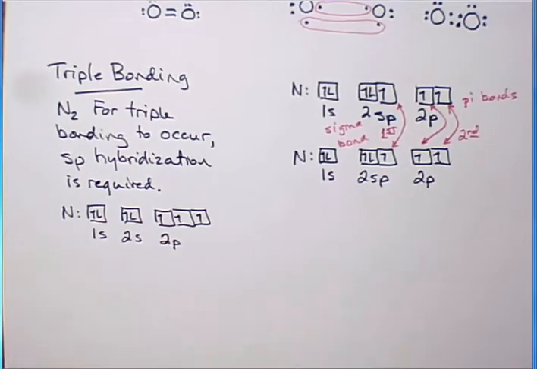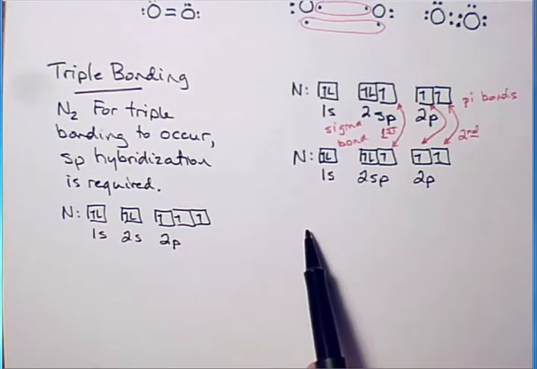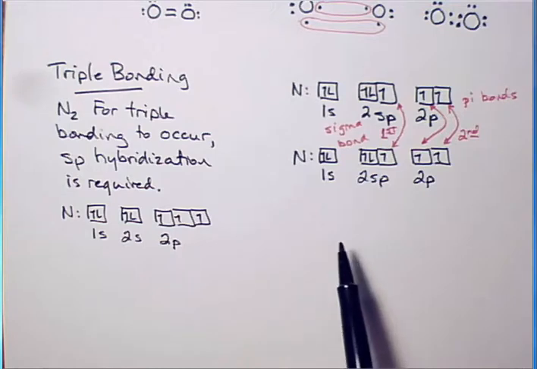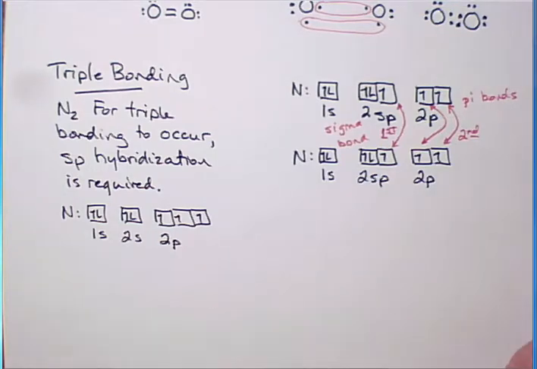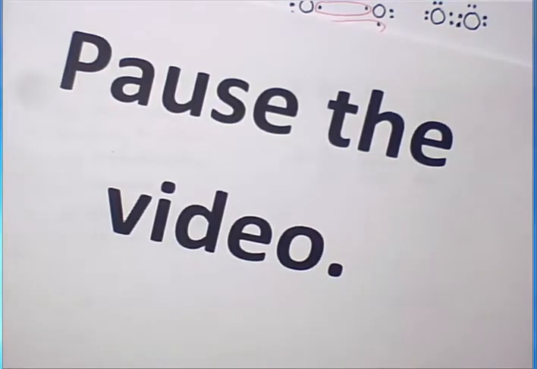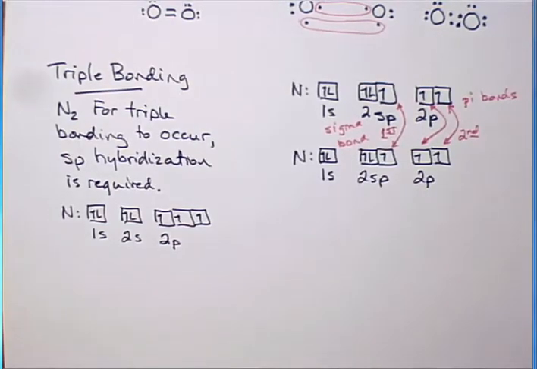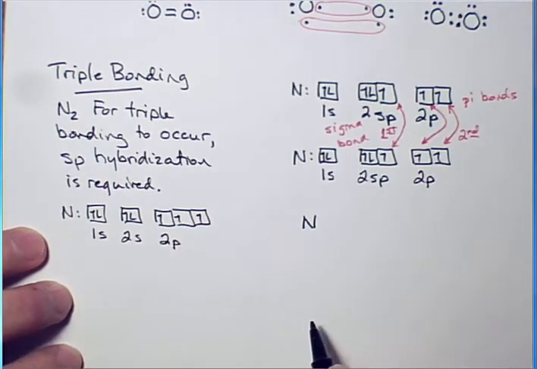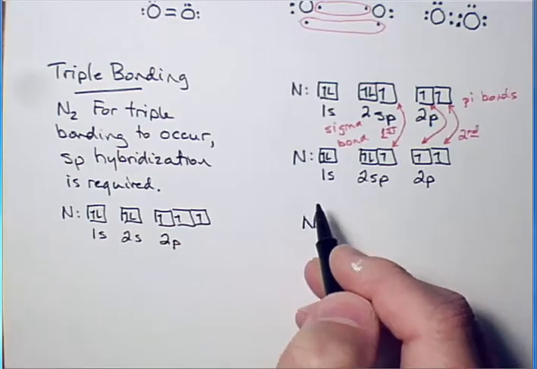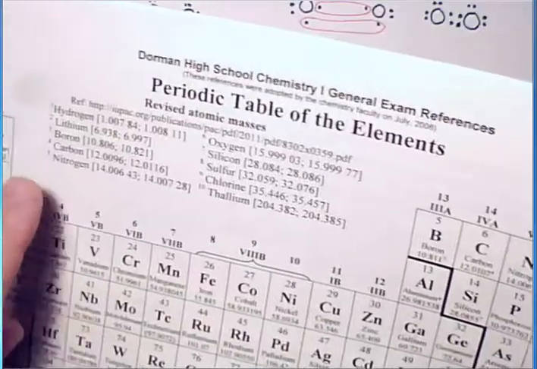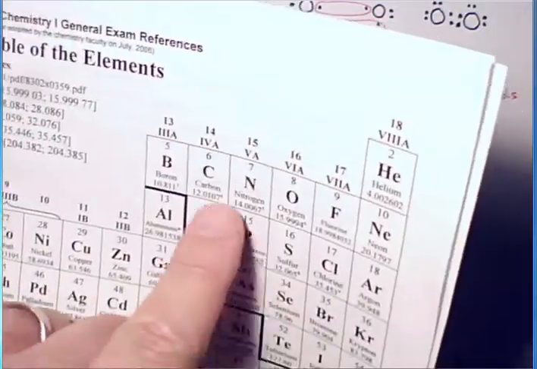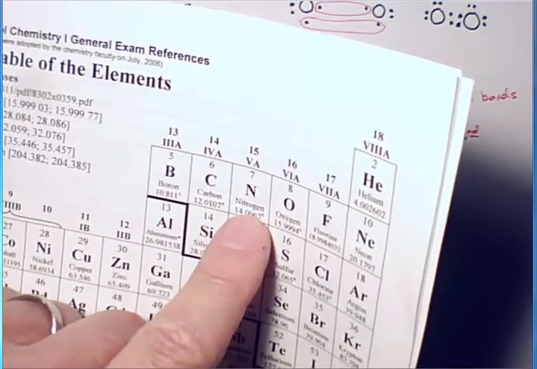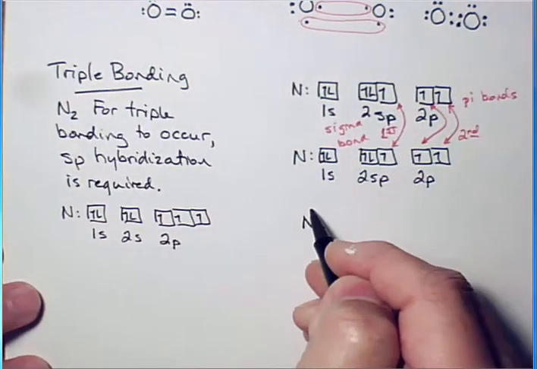Now then, for electron dots, I'm going to give you a chance to practice. Write the electron dot notation for a nitrogen and another nitrogen. And then we'll show how we share electrons. Pause the video. So, nitrogen needs how many electron dots? 5. Nitrogen has 1, 2, 3, 4, 5 valence electrons.